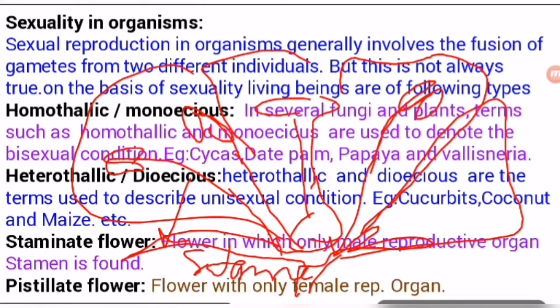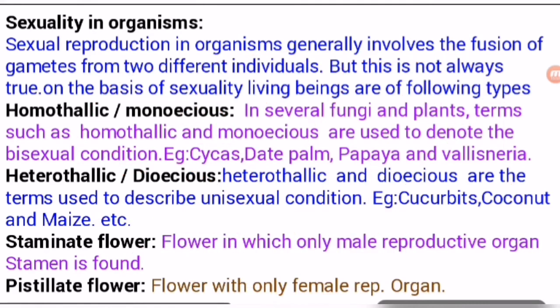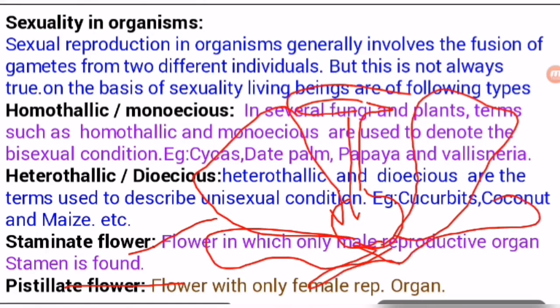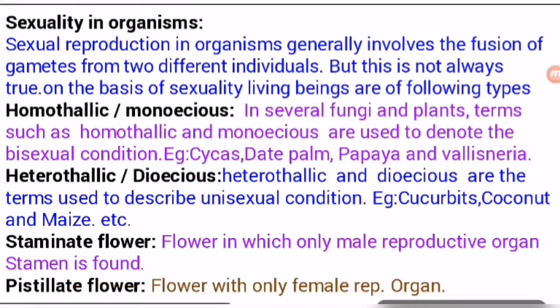This is a bisexual flower, but if only stamen is found, not pistil, then this flower is known as a staminate flower. A pistillate flower is one in which only pistil is found. When only pistil is found, this flower is known as a pistillate flower. So I think you are understanding well. So students, these are the sexuality of organisms.